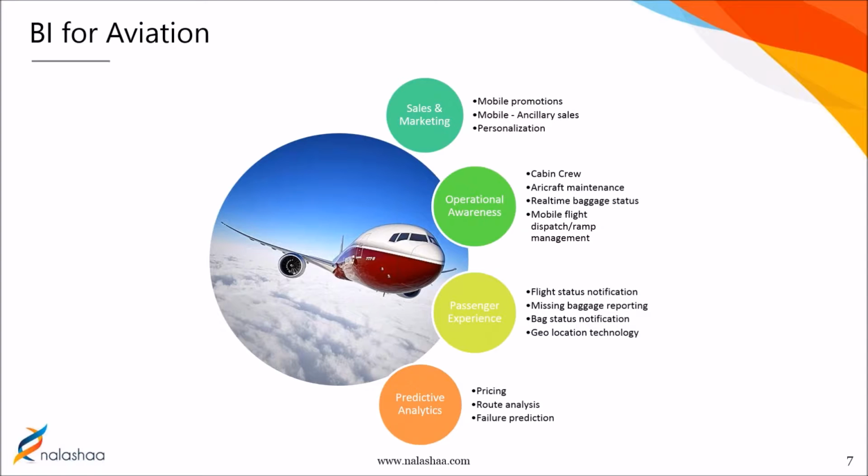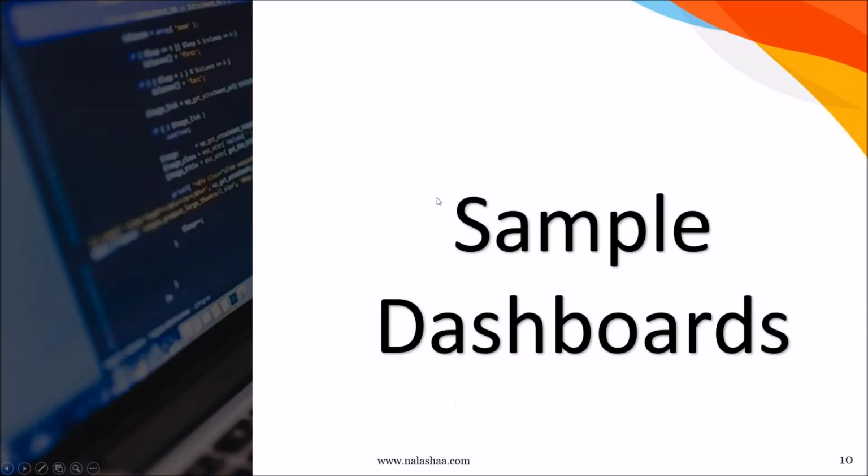Then taking BI to the next level of predictive analysis, where it can be used to model pricing, look at different models, identify the trends, and then price accordingly or run promotions depending on the demand or the peak load. All these things can be done using analytics and certain data models which help strategize the next steps for an airline. I just want to quickly jump into a few sample dashboards that we have done.